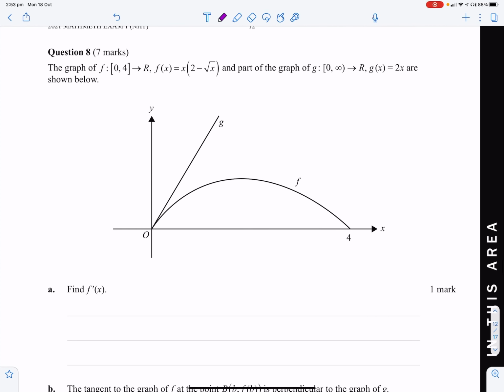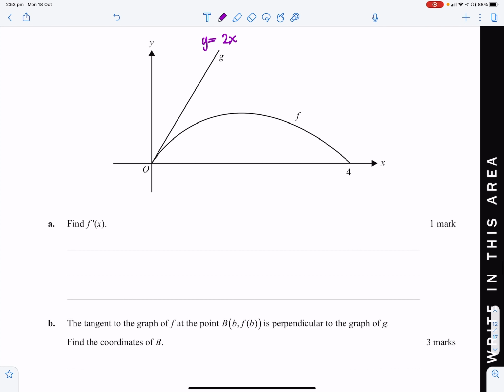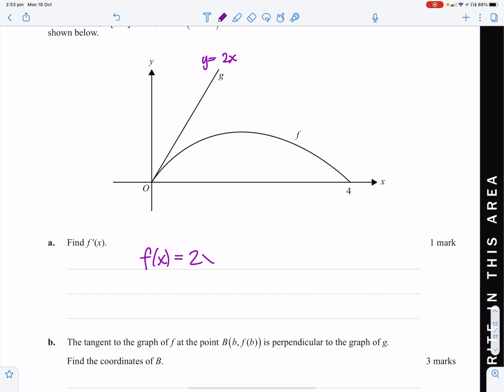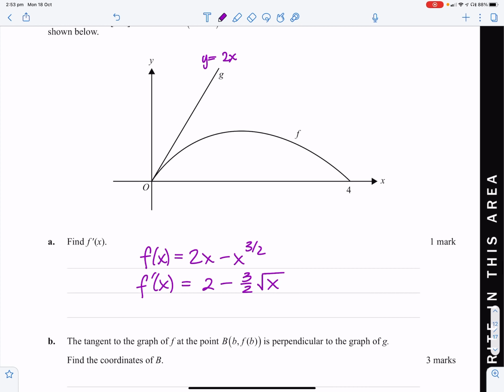It's all right. The graph of this between 0 and 4 is given by that function. That function is 2x, so that's y equals 2x. Find f dash of x. So firstly, f of x we know is 2x minus x to the 3 on 2. F dash of x is going to be 2 minus 3 on 2 x to the half, or root x.